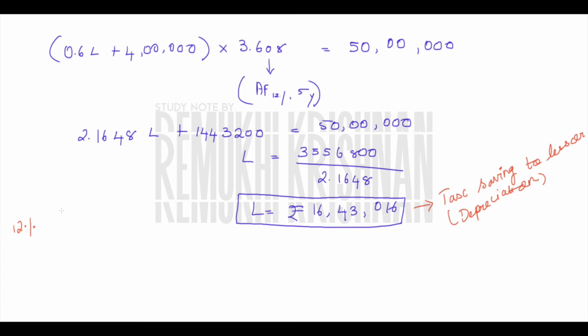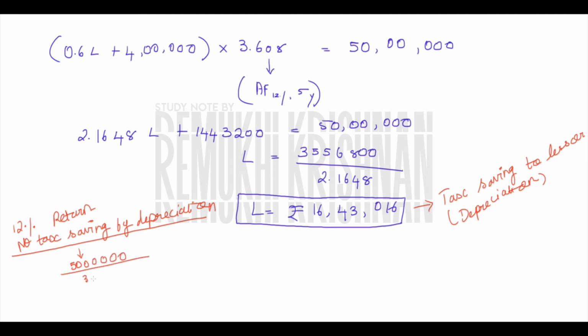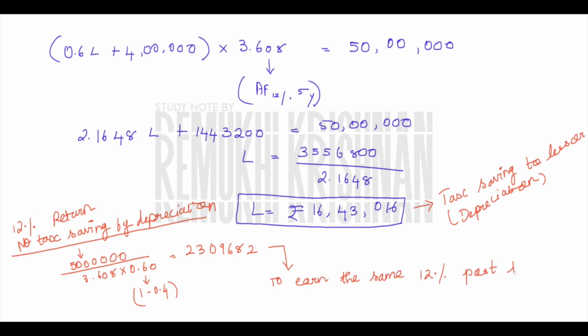What if the lessor is not having any such benefits? Then he should compute this 12% required rate of return on the amount without considering the tax savings. So let us see how it works. So it is nothing but 50 lakh divided by 3.608 into 0.6. What is the 0.6? It is nothing but 1 minus 40 percentage. So the value comes to be 23,09,682.